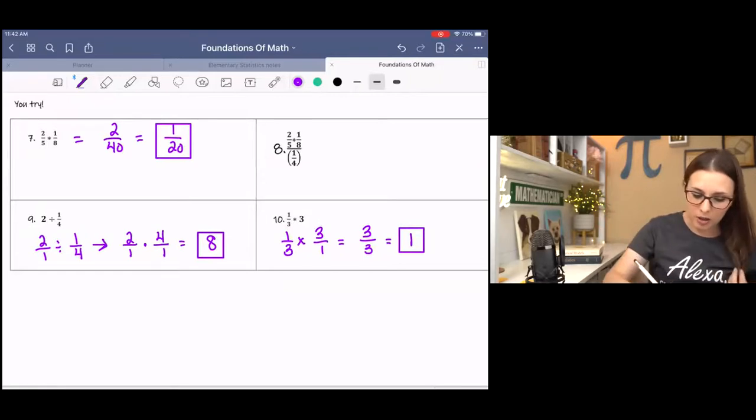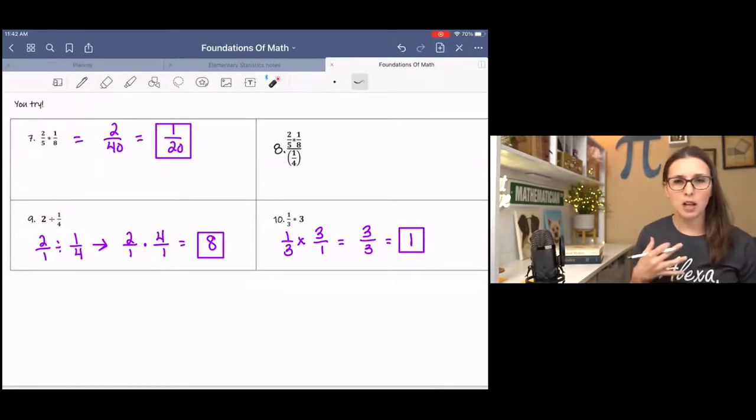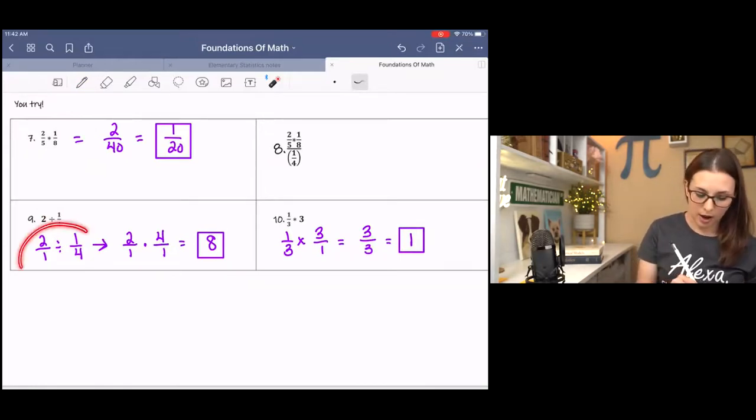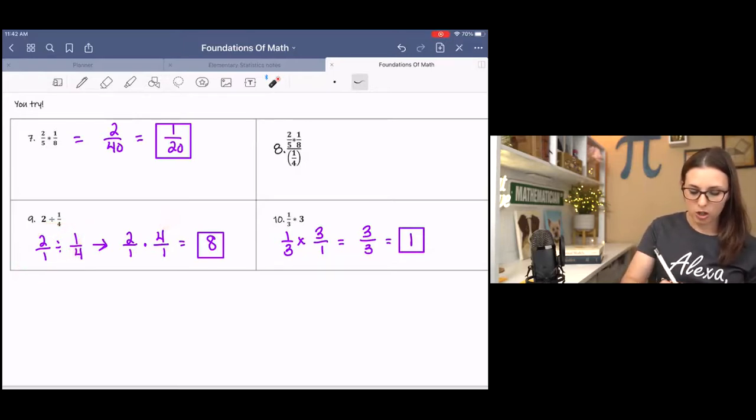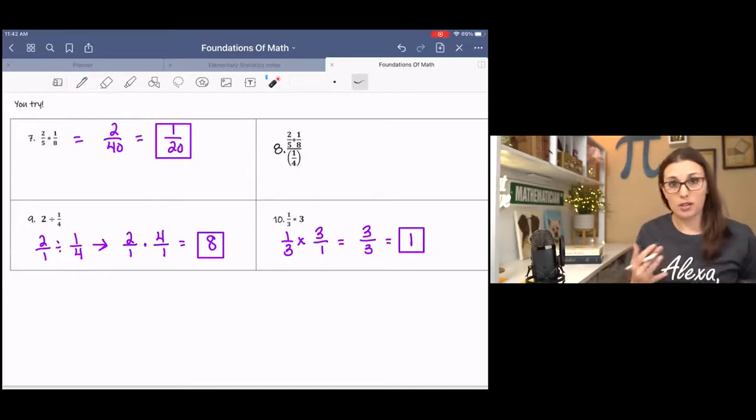You might notice we've got this whole number here and then a fraction. Sometimes it's helpful to go ahead and convert that whole number to fraction form. And to do that, you just throw it over a 1. So 2 in fraction form could be written as 2 over 1. And then we have our division problem. We flip the second fraction, multiply. You should get 8 over 1, which simplifies to just 8.